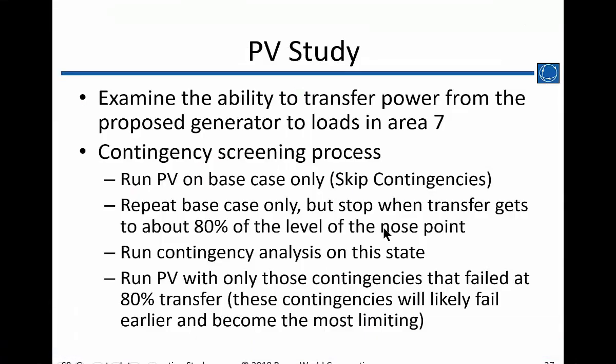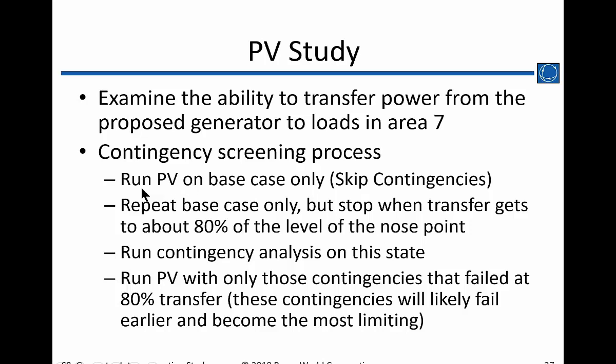With the PV study, we'll just look at the ability to transfer power from the proposed generator to loads in Area 7. It's the same transfer that we've looked at with the ATC when we just interconnected the unit itself for purposes of running contingency analysis or for running the QV at the point of interconnection. We're going to use a screening process so that we don't have to wait for the PV to run for all of the contingencies, because we have almost 1,000 of them and that would take a very long time.